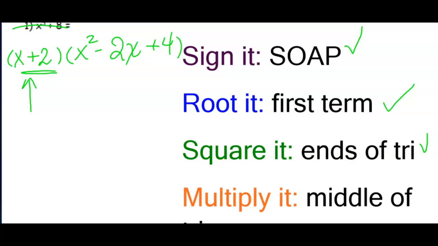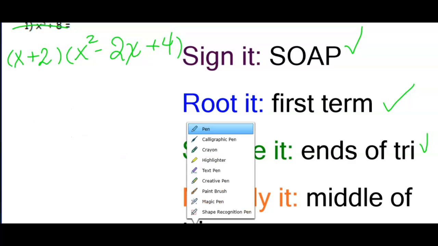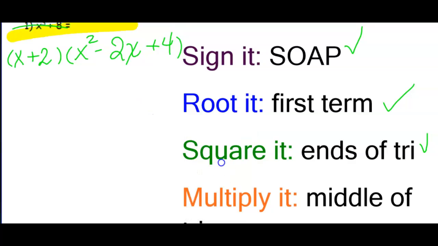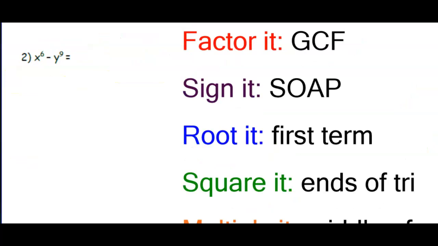You do need to sometimes check your binomial, though. Sometimes the binomial can be factored further. This one cannot. So we're ready to just box this in and take a look at what the next problem is. Okay, so on this one, we just have variables, same process though. So we're going to factor it, sign it, root it, square it, multiply it, and then keep going.